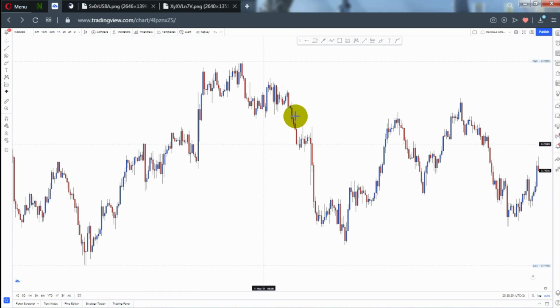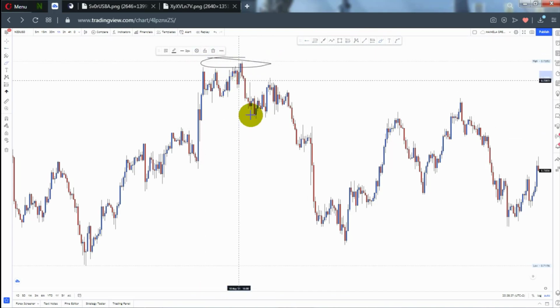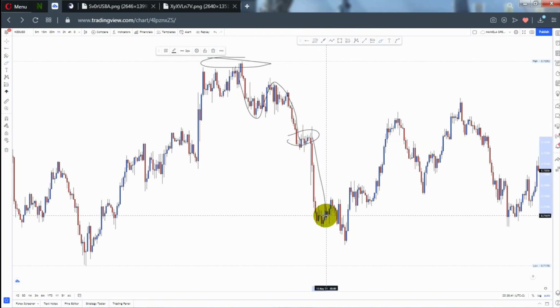Okay, let's use this one. As you can see, we had the first high, then we had this pullback, then this one, the consolidation, then the drop again. So this is a drop, base, drop. Then from there you had what, another reversal point.